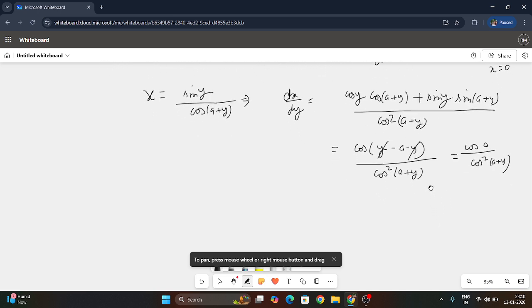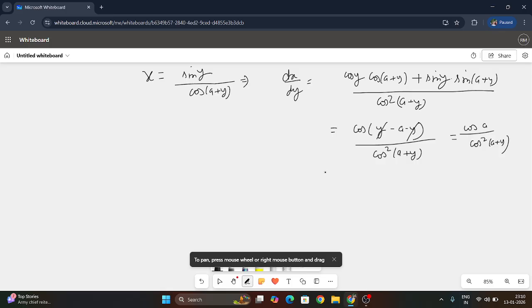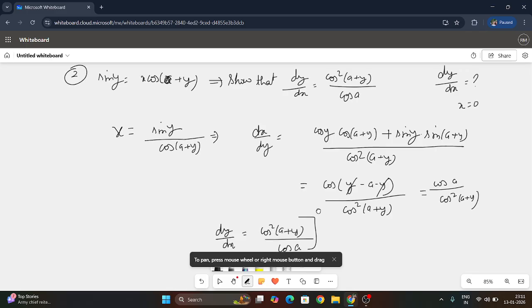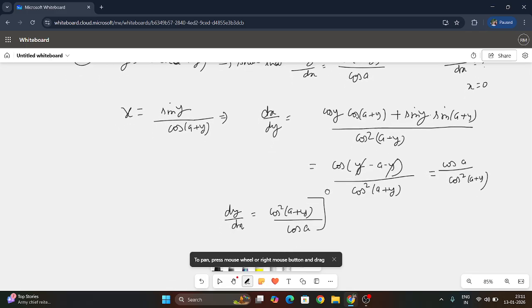Now let's find the opposite, just the reciprocal of this. That's going to be dy/dx equals cos²(a + y) divided by cos a. This is a simple proof. Now what do we have to find? We have to find the value of dy/dx at x = 0.